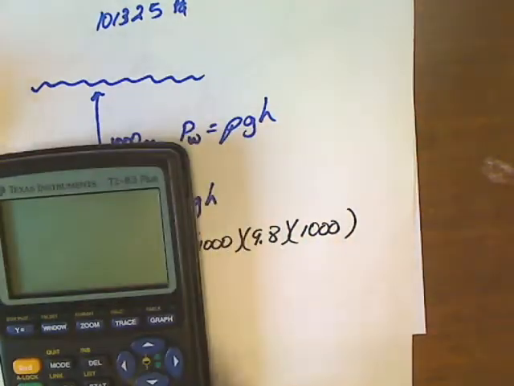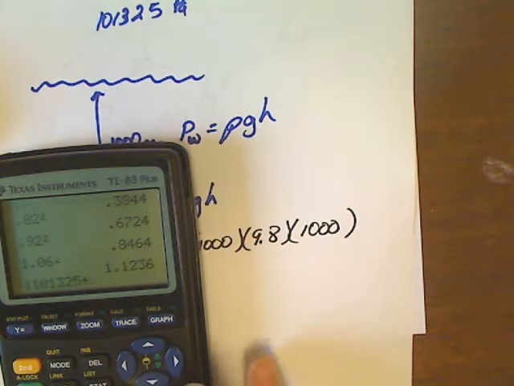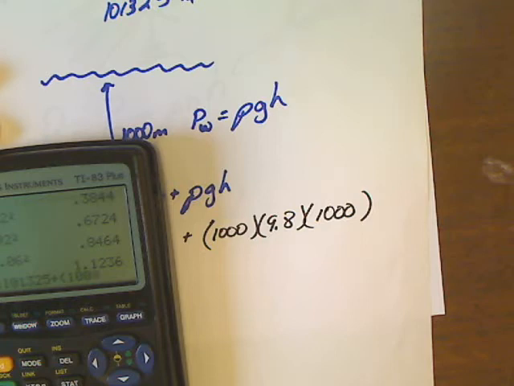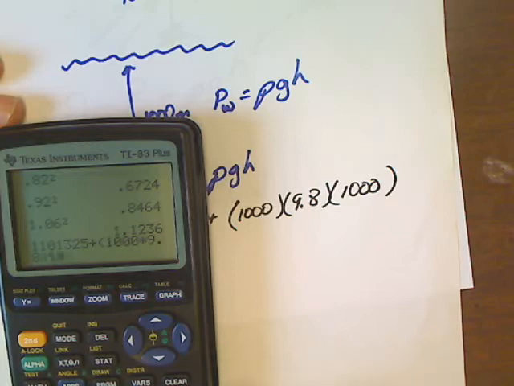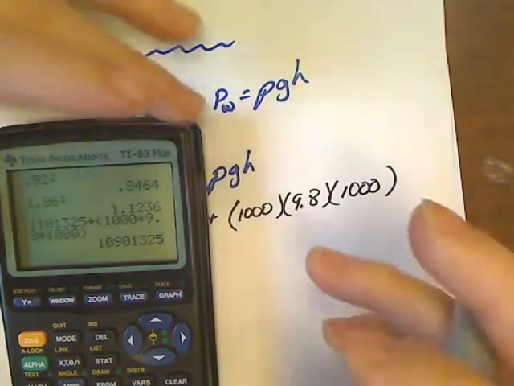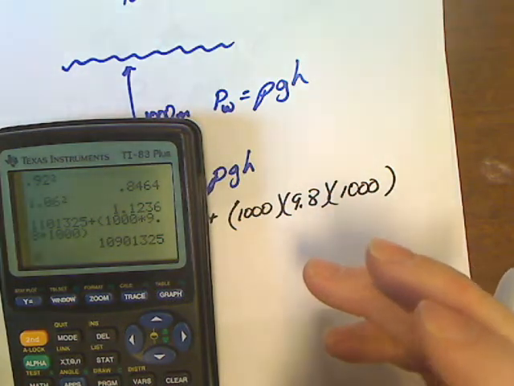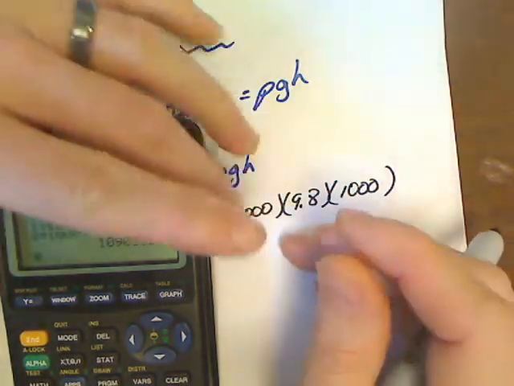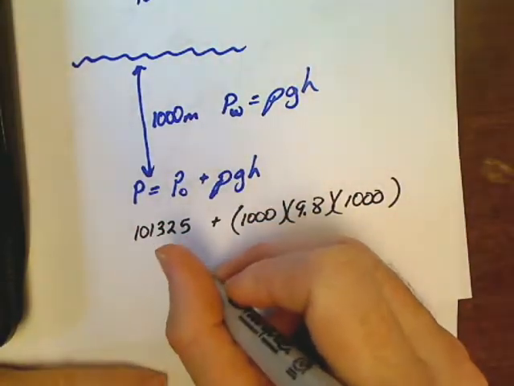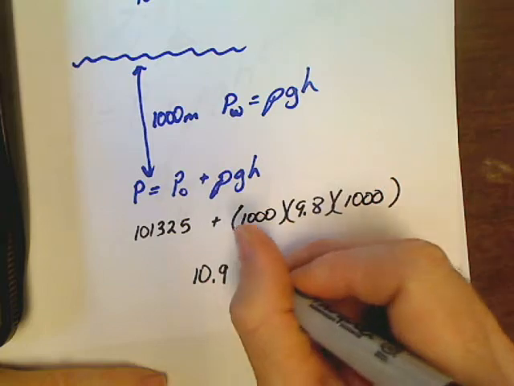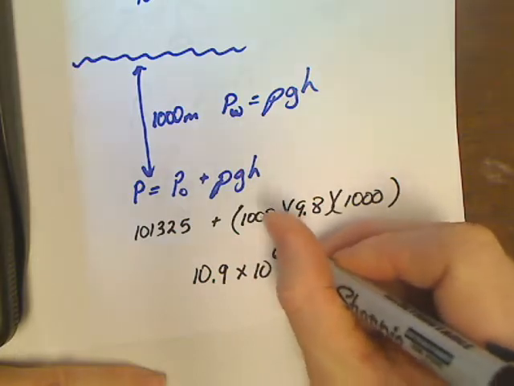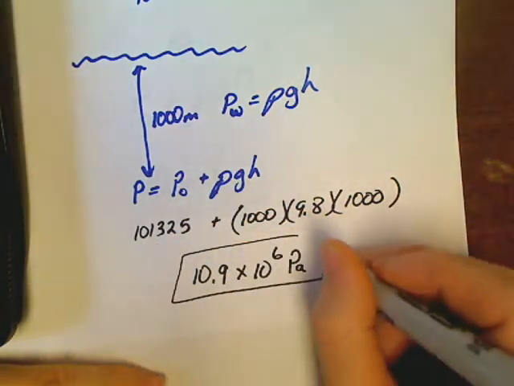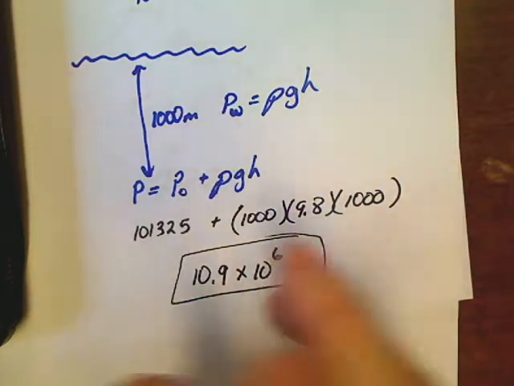If we want to get a solution here, let's see if we can do this. 101,325 plus 1,000 times 9.8 times 1,000 is equal to, oh my goodness, what a pressure we've got here in this problem. 10.9 times 10 to the 5, 10.9 times 10, I think it's 10 to the 6 Pa. Woo! What a tremendous amount of pressure.